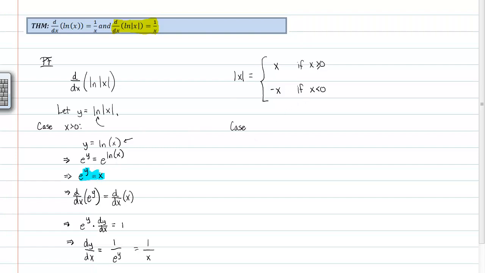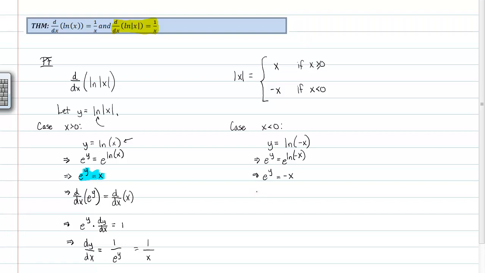Case x being negative. This is the one where people think it falls apart, but it actually doesn't. If x is negative, then instead of y equaling the natural log of x, it'll be the natural log of the opposite of x, from this definition right up here of the absolute value. And I'll do the same trick. So this implies that e to the y is equal to e to the natural log of negative x, which implies that e to the y is equal to negative x itself.